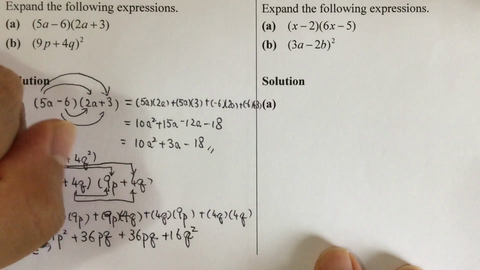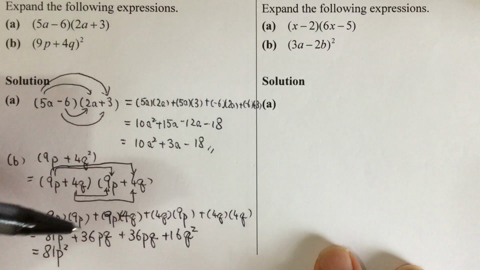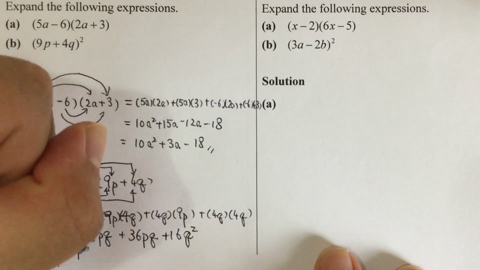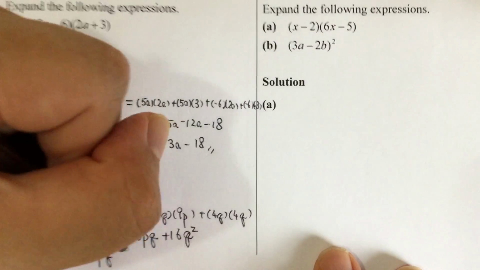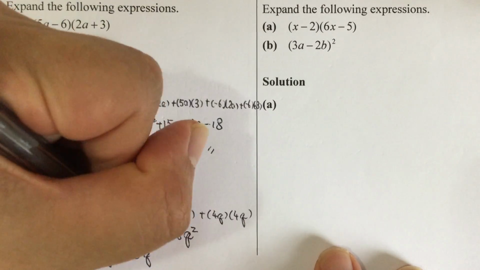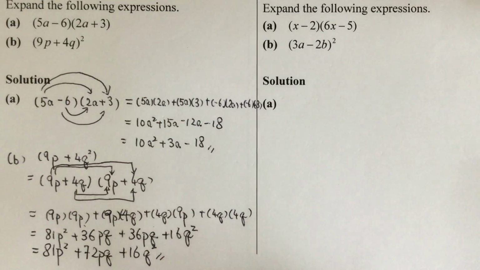And so that we can add them together. 81p squared, just copy it. And these two can be added together. This is 72pq. And finally, this one is 16q squared. Okay, we finished these 2 questions.